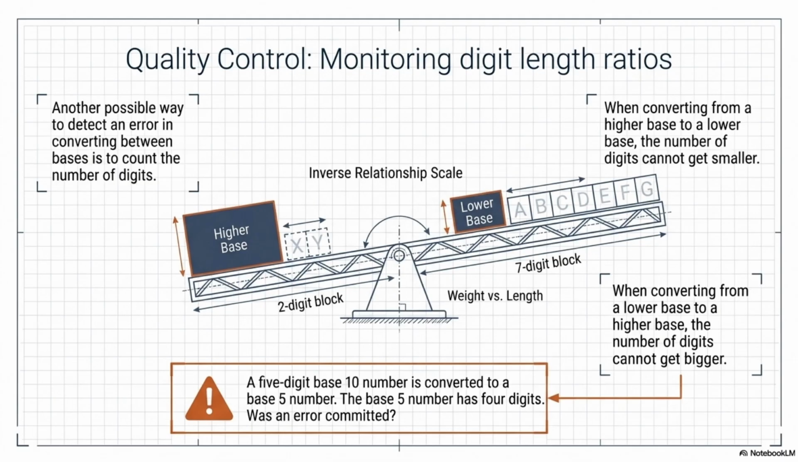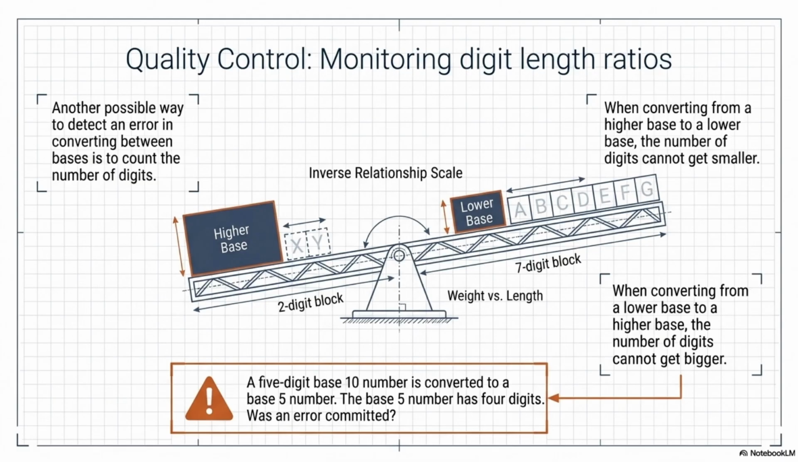It's the digit length rule. This is about logical scale, and it revolves around an inverse relationship. Let's say you are converting from a higher base down to a lower base, like from base 10 down to base 3. Okay, base 3 only has 0, 1, and 2, so the odometer is tiny. Right. Because you have fewer symbols to work with, it requires more physical digits to express the exact same quantity.